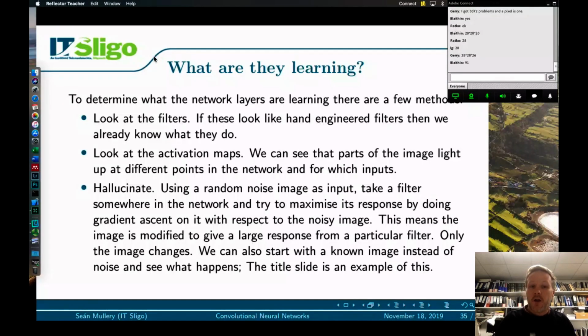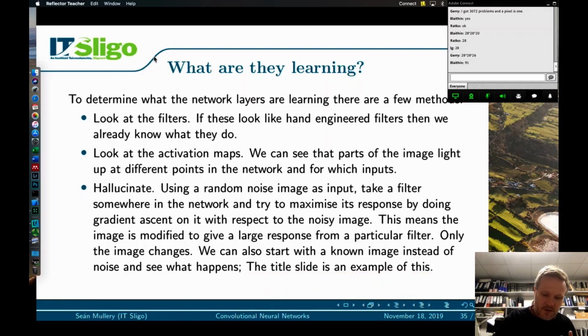The other thing you can do is you can hallucinate. So you can make your network hallucinate its way back into an image, which is what we have in the title slide. And you can also do that with just a random noise image to see what we've got there. So using a random noise image as input, take the filter somewhere in the network and try to maximize its response by doing gradient ascent on it this time. Trying to make it larger with respect to the noisy image. This means the image is modified to give a large response from a particular filter. Only the image changes, and you can also start with a known image and hallucinate from there, which, as I said, is what we have in the title slide.